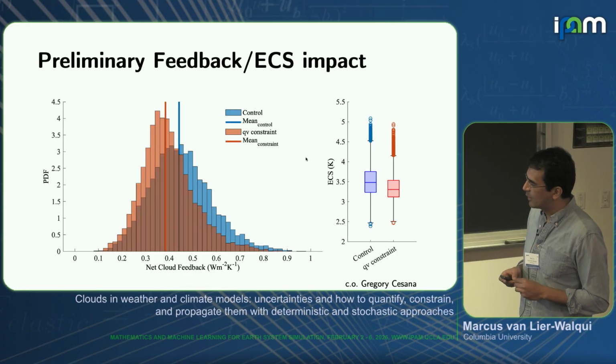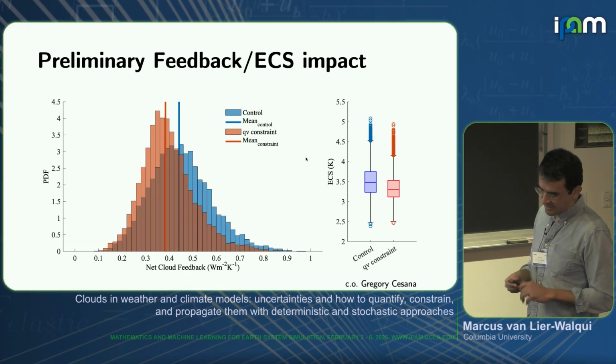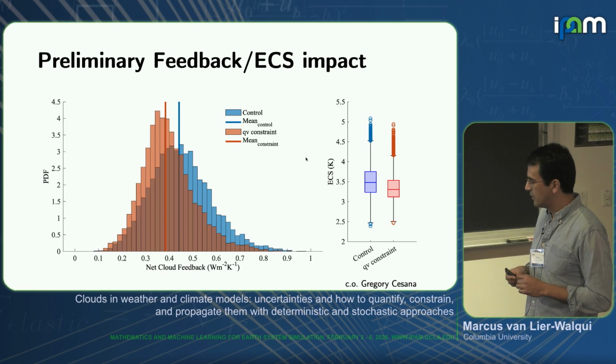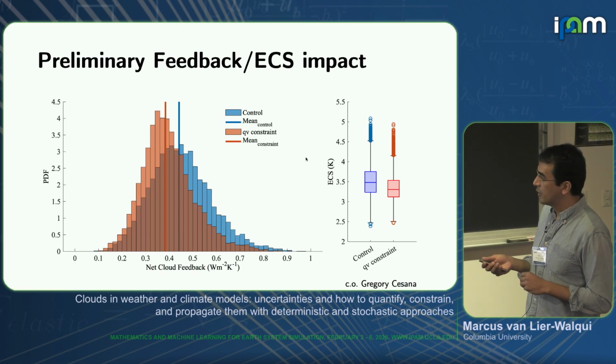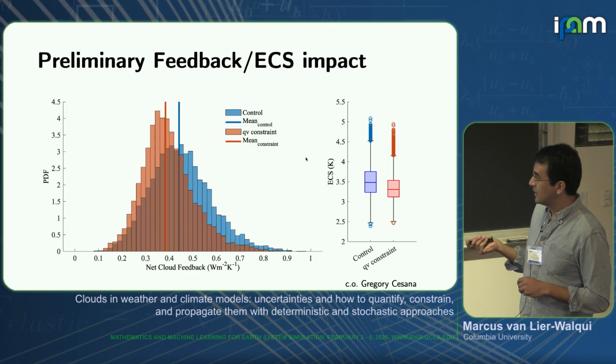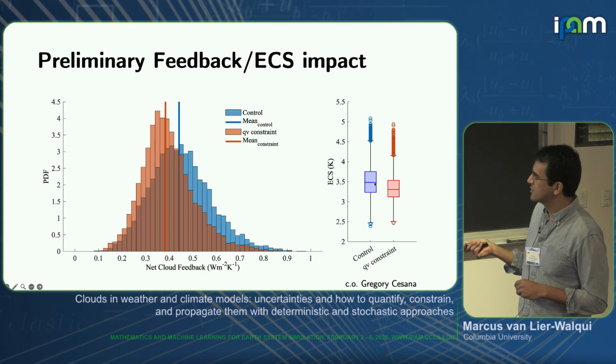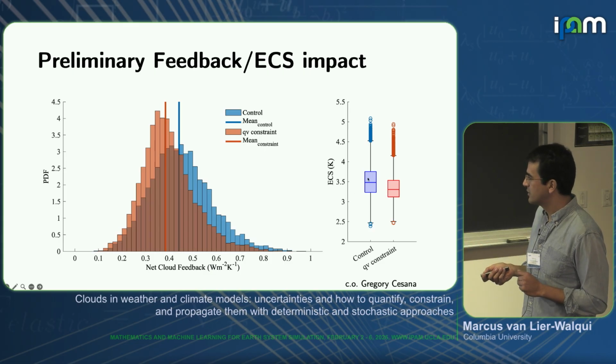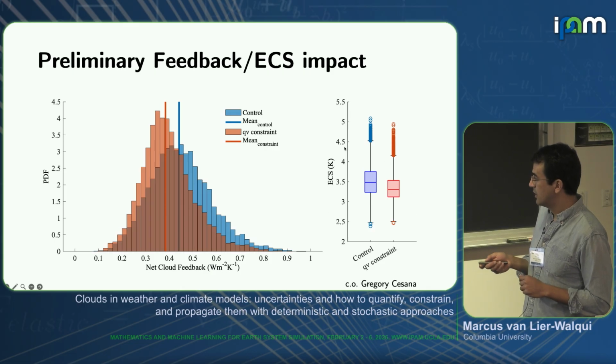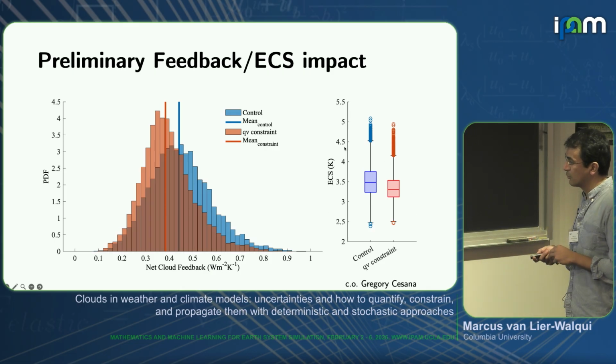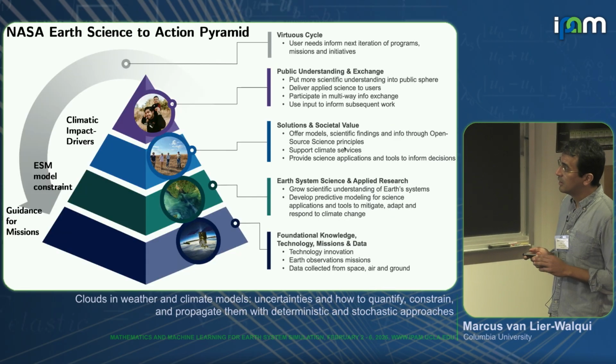And we've kind of played around with this a little bit and asked, if we had those better observations of boundary layer humidity, how would our equilibrium climate sensitivity change? And our uncertainty gets reduced, and the value also changes a little bit as well, which is a little bit interesting. This is cloud feedback, and then this is the ECS here. And Greg Sassana was doing some work on that at NASA GISS.